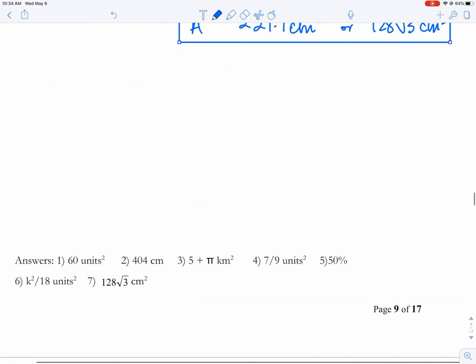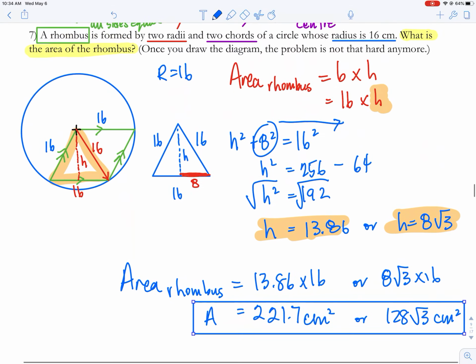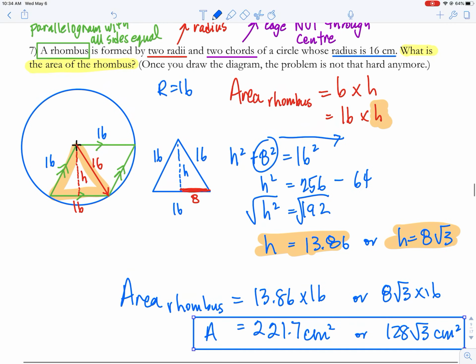I'm double checking. Yeah, 8. We are done. Either with decimal or with square root would be fine.